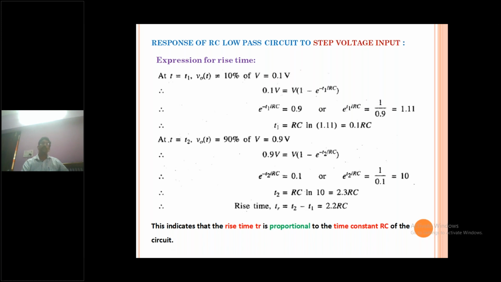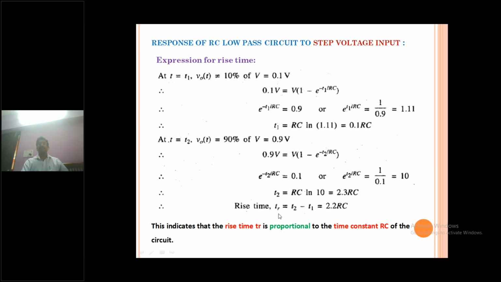T2 is nothing but the time value at 90% of the final value. That means the capacitor will be charged to 90% of the final value at that time. So what is the time value? 2.3 RC. Similarly, T1 is nothing but the time at 10%. The capacitor output voltage is 10% of the maximum value at the time we are considering as T1. So the difference of these two will be the rise time, tr equal to 2.2 RC.